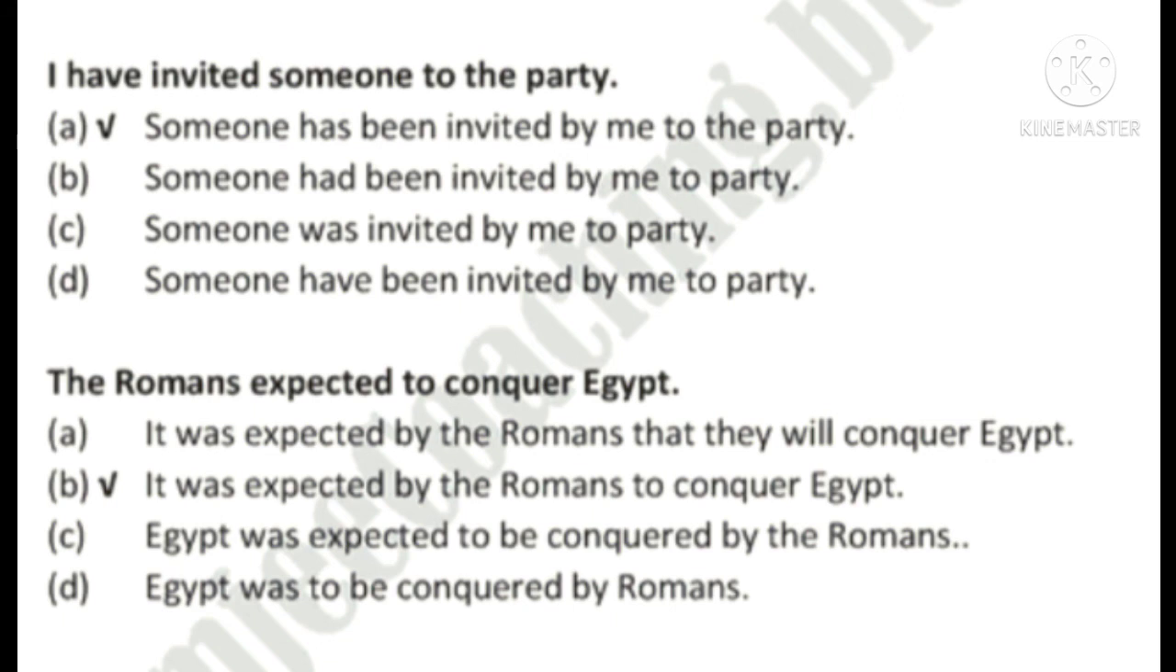The Romans expected to conquer Egypt. Expected. So was or were. It was expected by the Romans that they will conquer Egypt. Now will and all we don't need over here. So the second answer is the correct one. It was expected by the Romans to conquer Egypt.